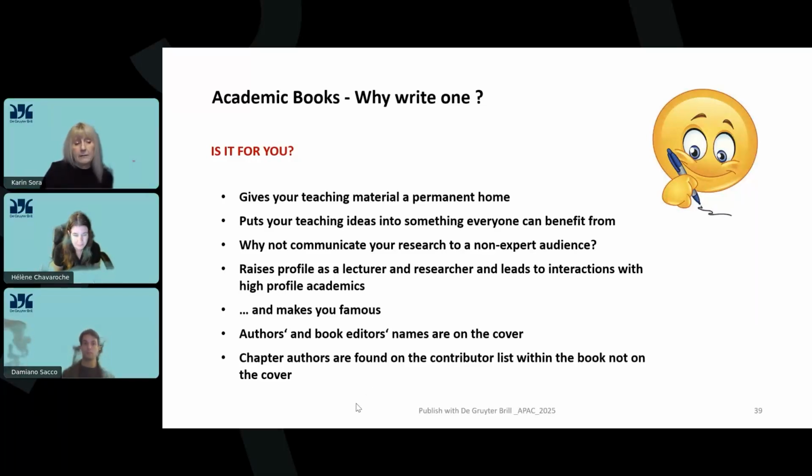Authors and editors have their names on the cover, whereas the chapter's authors are only found on the contributor list within the book and not on the book's cover. So if you spend the time and the energy to actually write, why not write your own book?